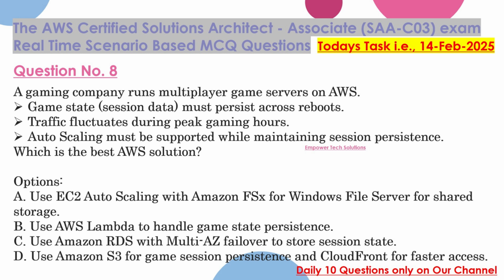Options: A. Use EC2 auto-scaling with Amazon FSx for Windows File Server for shared storage. B. Use AWS Lambda to handle game state persistence. C. Use Amazon RDS with multi-AZ failover to store session state. D. Use Amazon S3 for game session persistence and CloudFront for faster access.